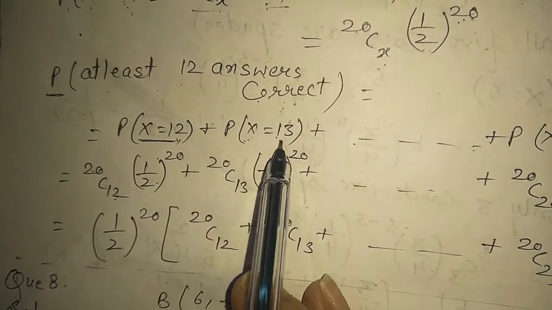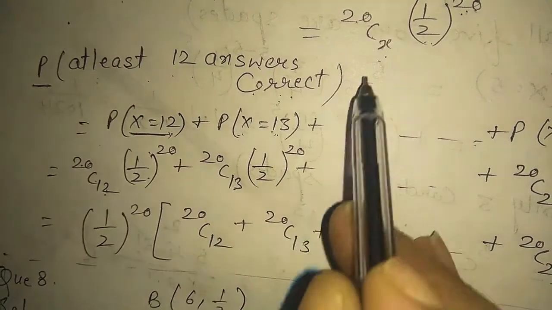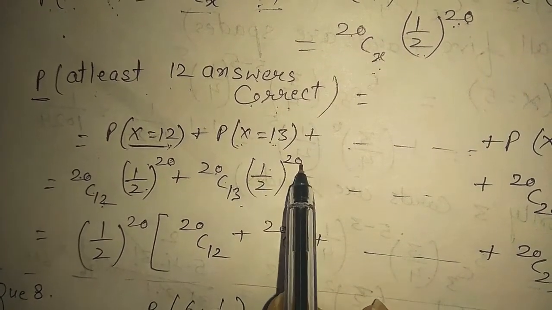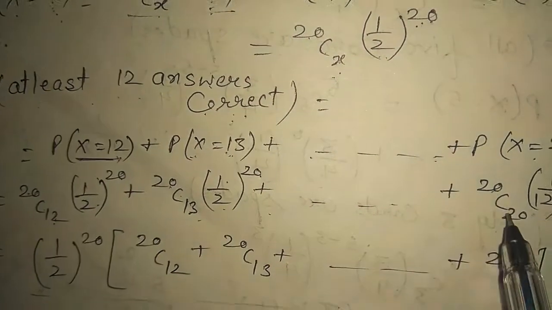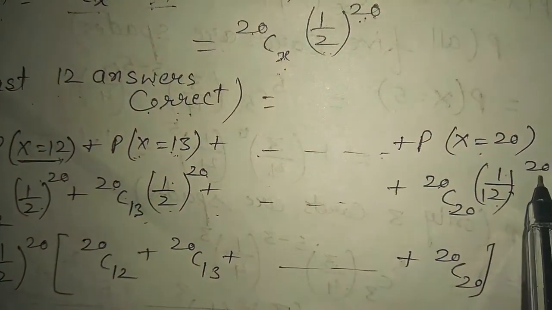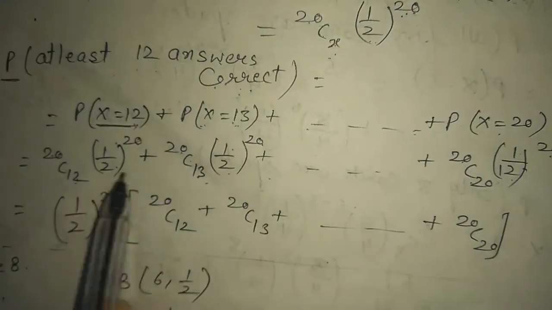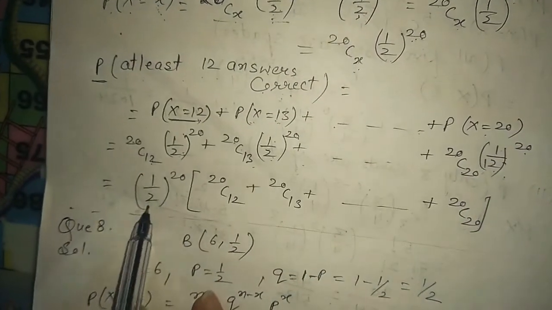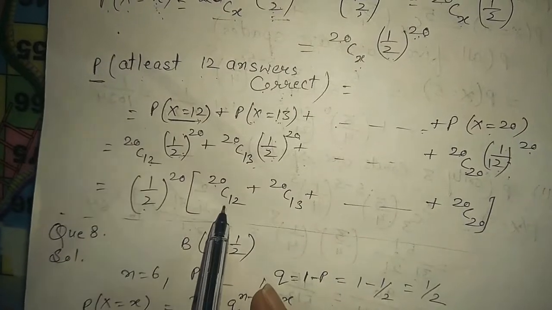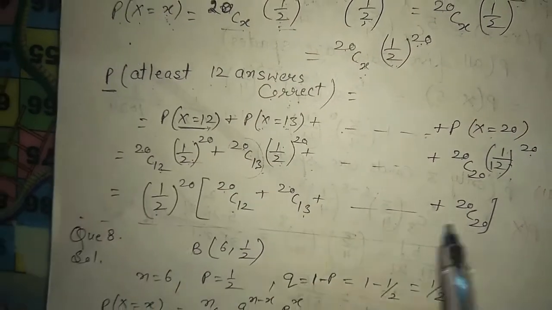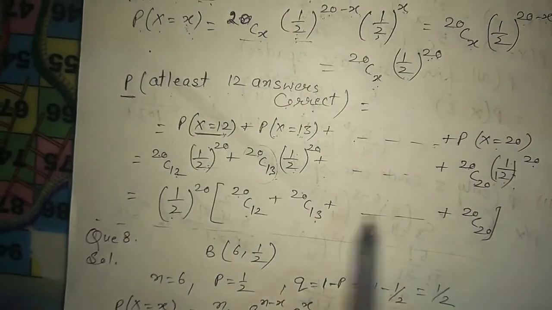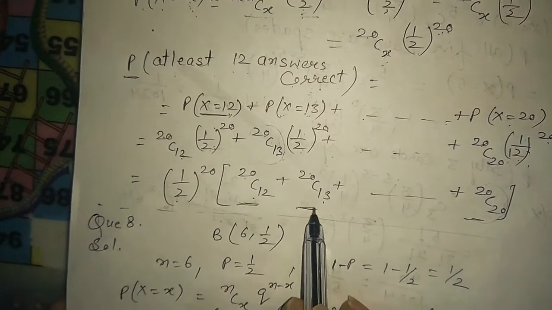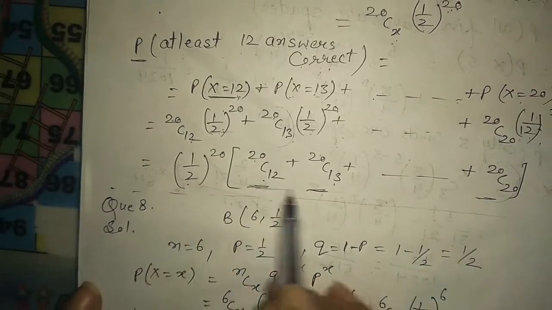And what is P(X = 13)? We will put 13 at the place of x. P is 20C13 1 by 2 raised to power 20, and so on, up to 20C20 1 by 2 power 20. Okay. So 1 by 2 power 20 is common in all the terms. We will take it common. What is left here? 20C12, 20C13, last is 20C20. If we solve this, it is typical to solve, so we will leave it as it is.